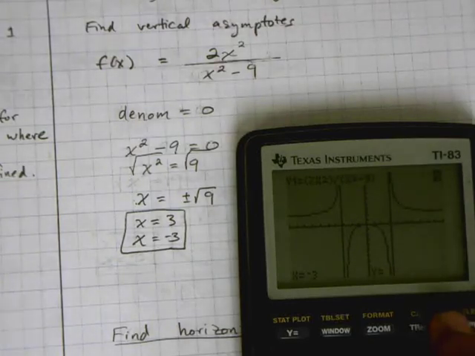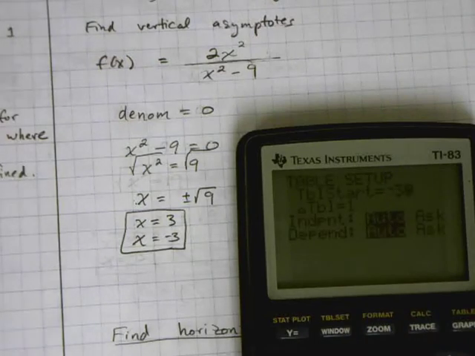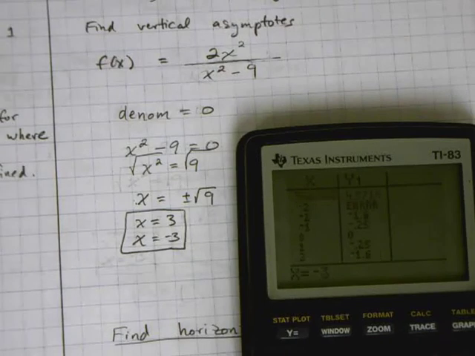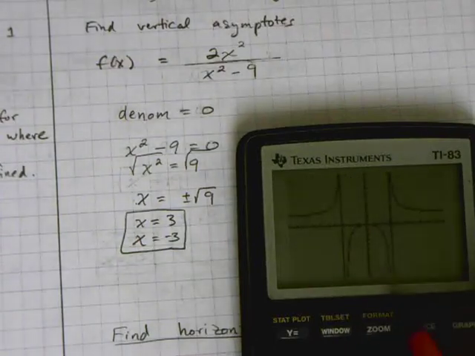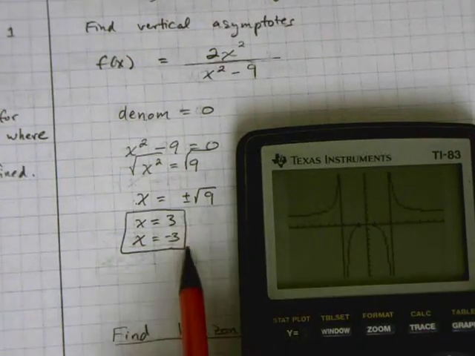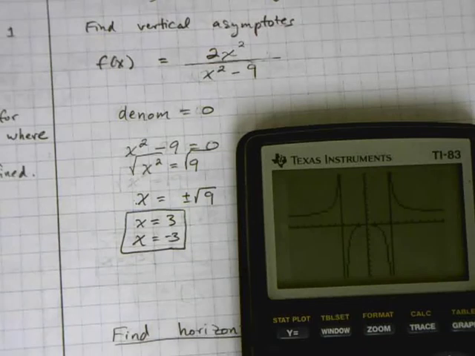I can also go to my table, and I'm going to change my table set to start at -3. Hit graph, and you can see at -3 it actually says error, and also at +3 it says error. The reason is that there is no value there, because if it was 3 or -3, the denominator would be 0. So when we're looking for vertical asymptotes, we're actually looking for holes or gaps, and in fact we're looking for infinite discontinuity in our graph, if you remember from our discussion on continuity.